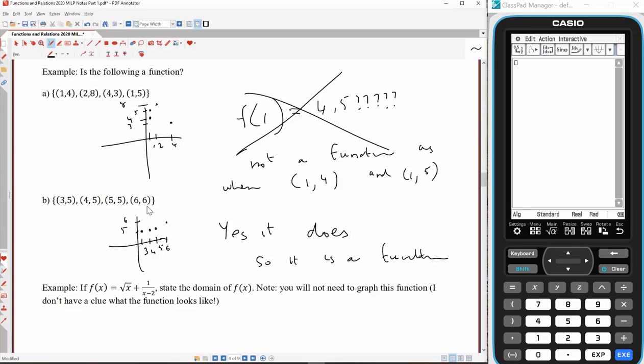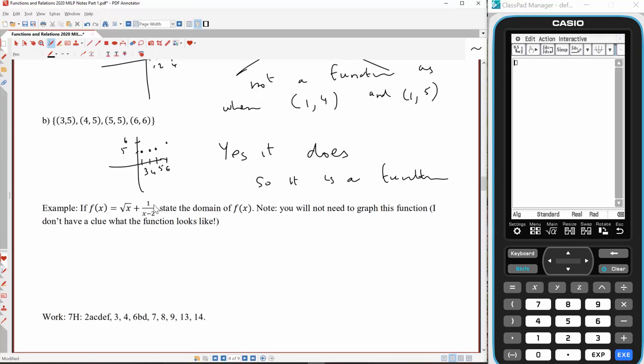So the difference here is, note that this x value here produced two y values. At no time does that happen for this particular relation. So yep, we've got a function there.